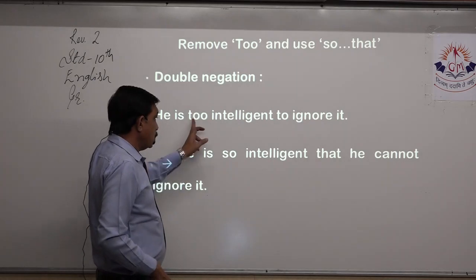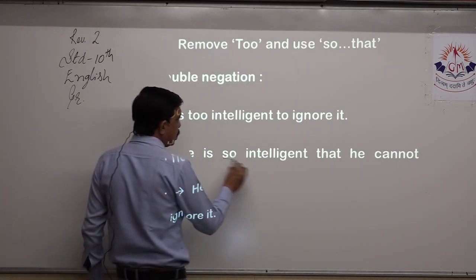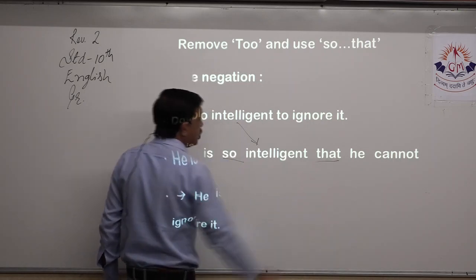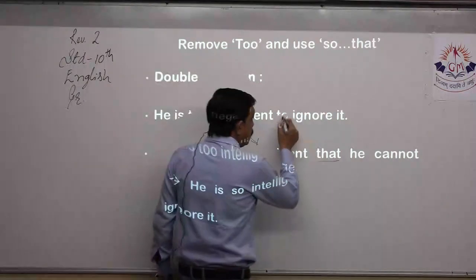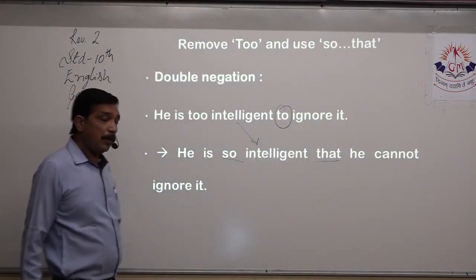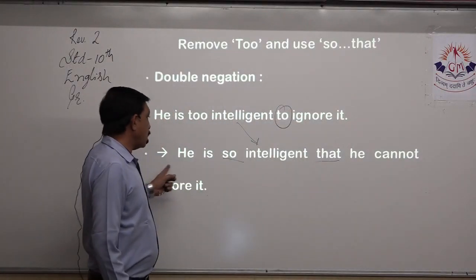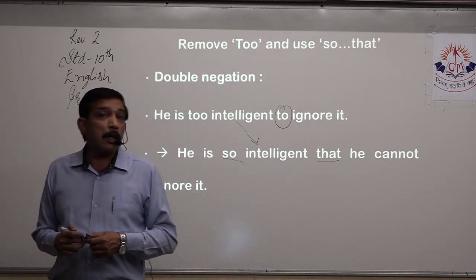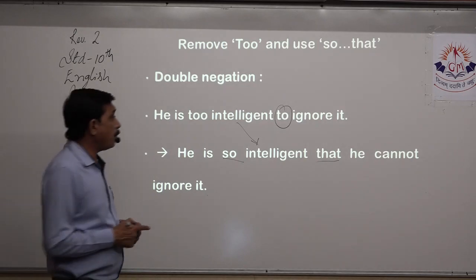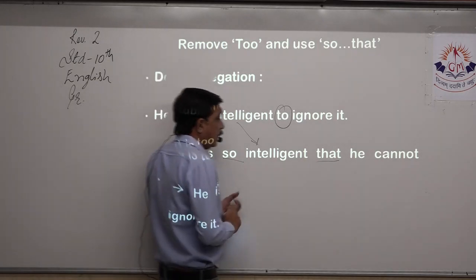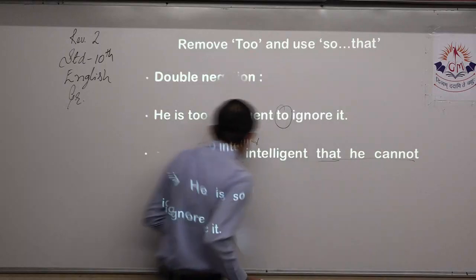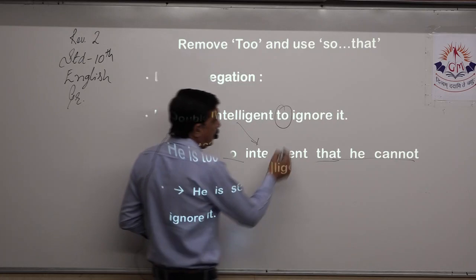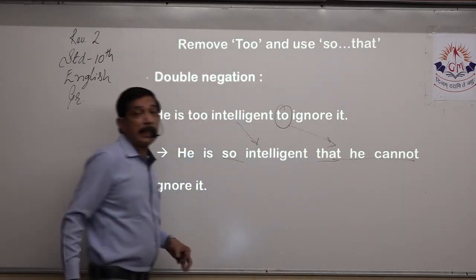He is to gets replaced by so. Intelligent remains as it is, because so is that. After intelligent, that will be used. Again, we are removing to. When we are removing to, again we use that pronoun. He cannot ignore it, right? So nothing comes out of the blue. There is no magic happening. The same thing is again done over there. That he cannot is, we are replacing to with that he cannot, right?